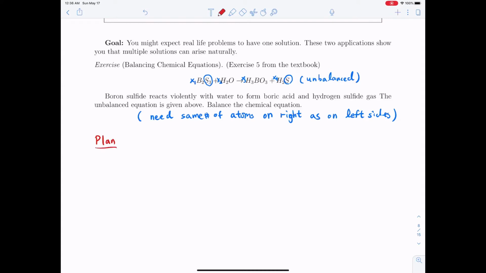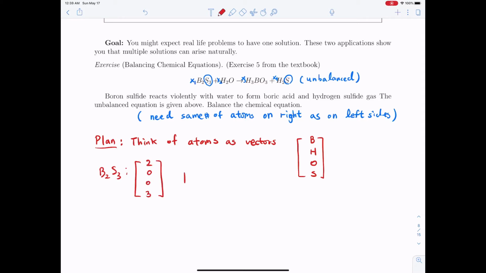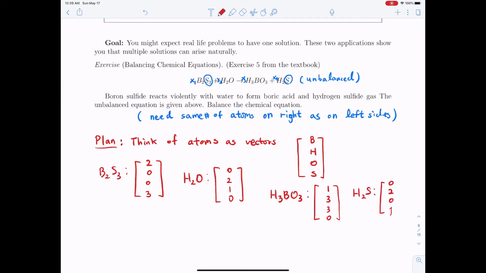We're going to think of the number of atoms as vectors, where each component represents the number of atoms of B, H, O, and S. So we write B2S3 as (2, 0, 0, 3), and H2O corresponds to (0, 2, 1, 0), and H3BO3 corresponds to (1, 3, 3, 0), and H2S corresponds to (0, 2, 0, 1).